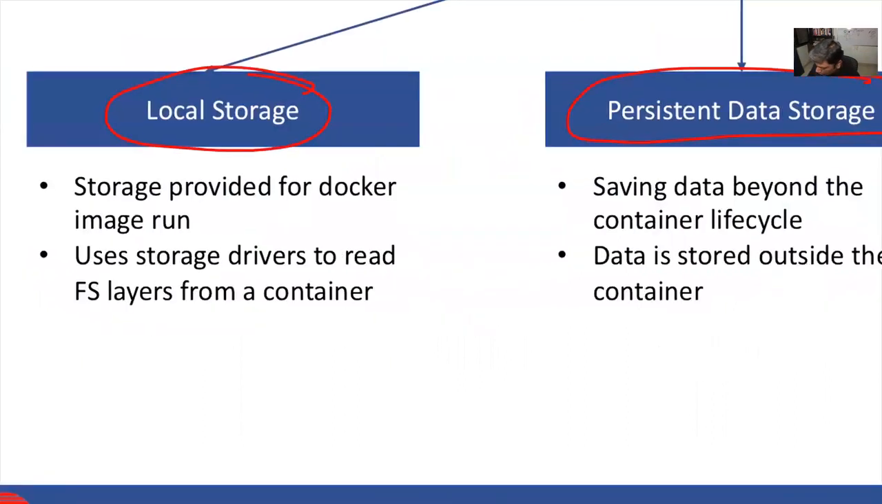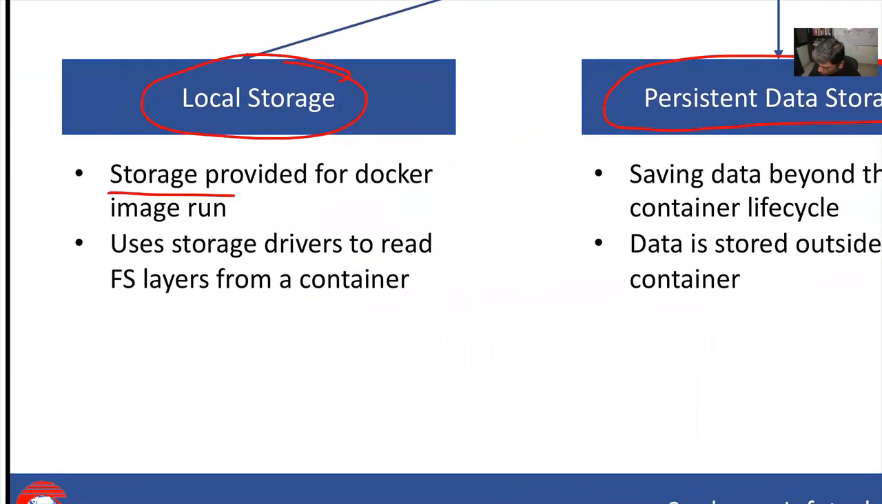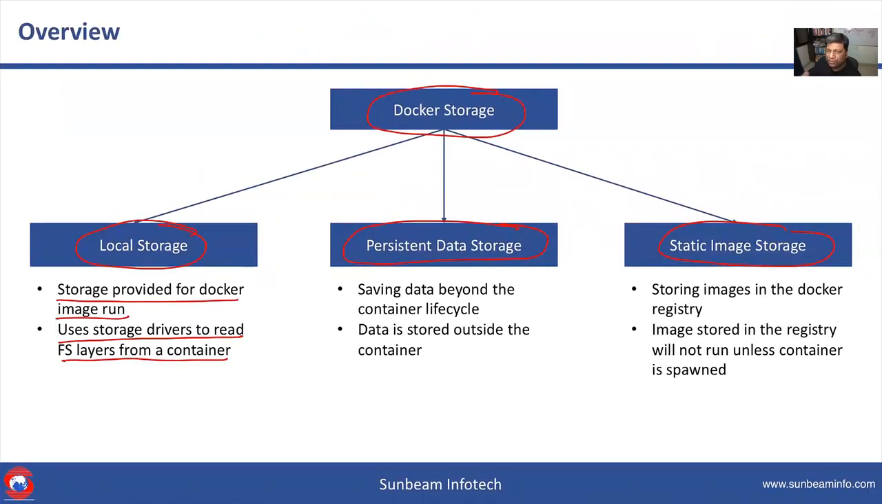Now, what is local storage? This is the storage provided for the Docker images run. So when the Docker images are getting created, this is the local storage that will be given to you. It uses the storage drivers to read the FS layer from the container. That is nothing but the layers, or the code, or the content you're going to put inside your image. That is the local storage. Again, when you create a container, it is going to give you exactly the same layers inside the container.